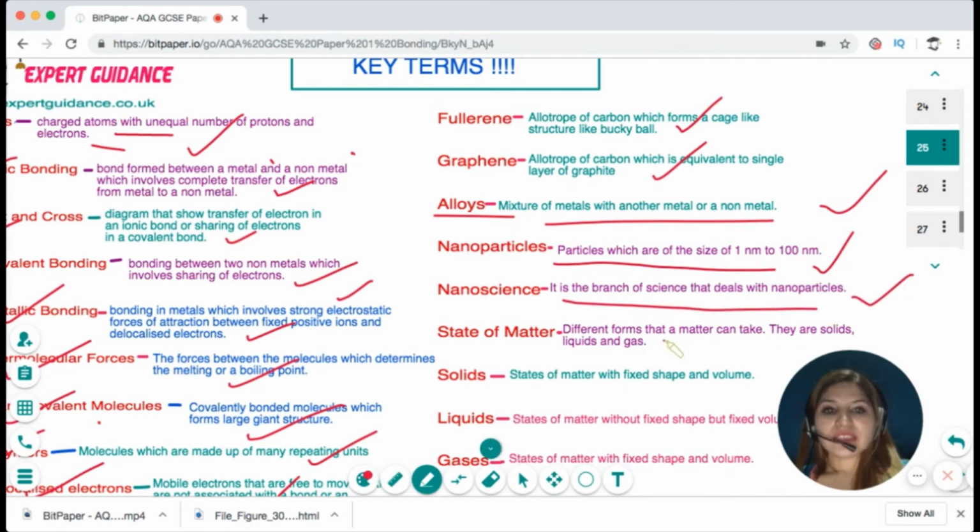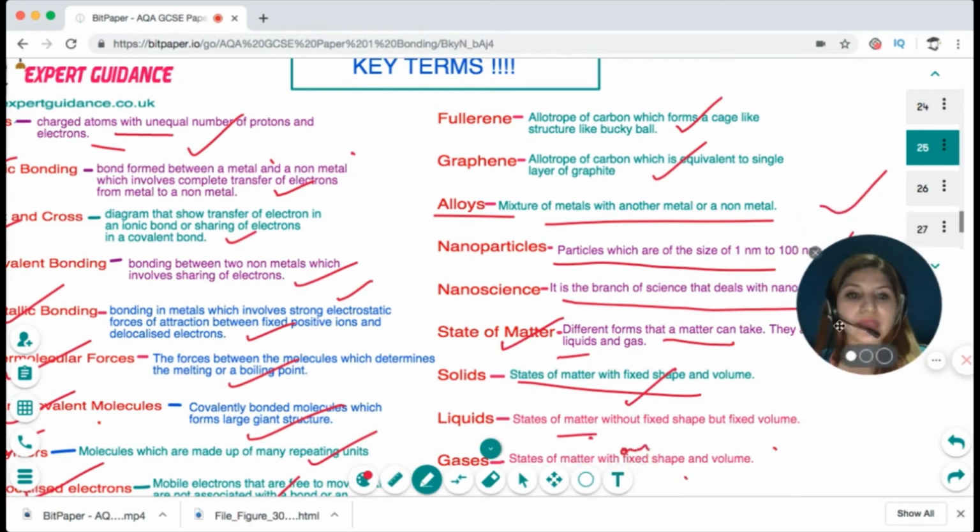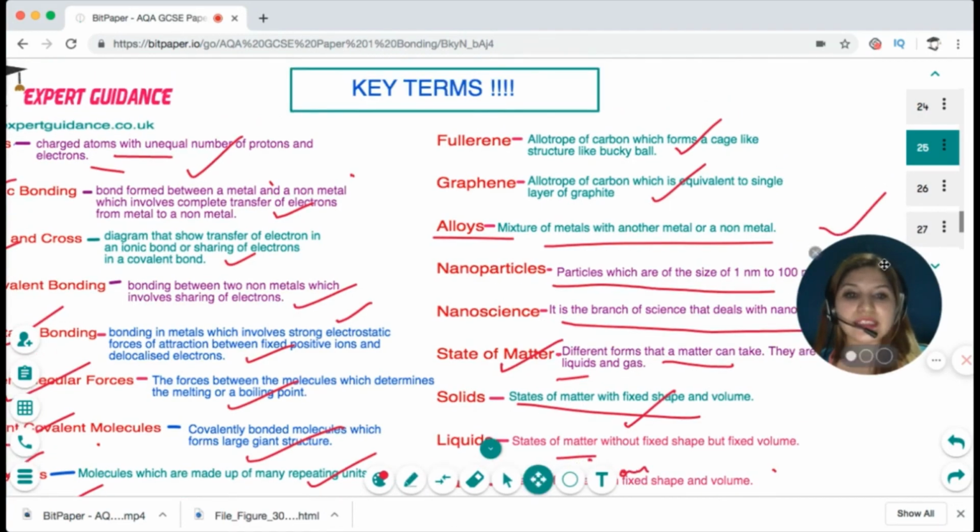States of matter are the different forms that matter can take: solids, liquids, and gases. Solids are the state of matter with fixed shape and volume. Liquids have fixed volume but not fixed shape. And the state of matter without any fixed shape and fixed volume is the gases. Okay, so I hope this is clear to you.